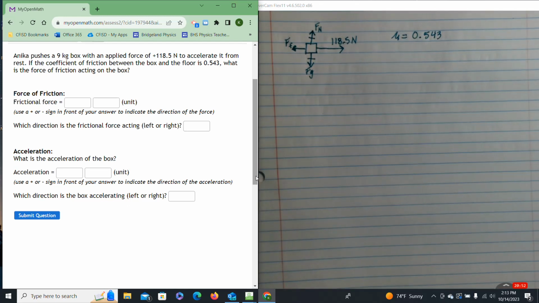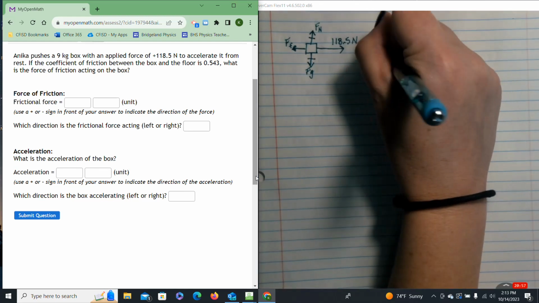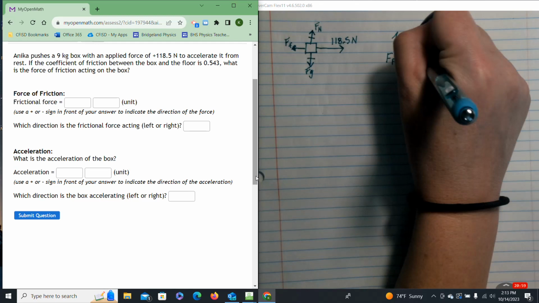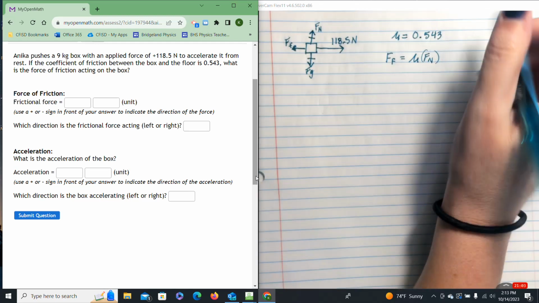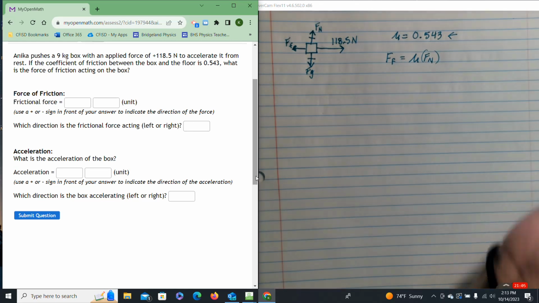So we're trying to solve in the first part for force of friction. And we have an equation for that too. Force of friction is equal to mu times Fn. And I have mu. It's right here. What I don't have is Fn. And I don't even have an equation for Fn.